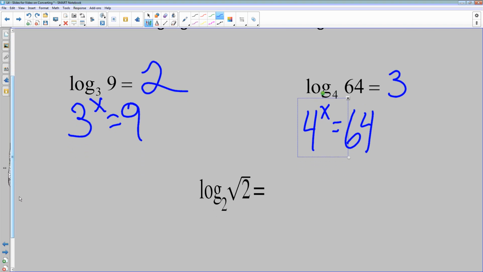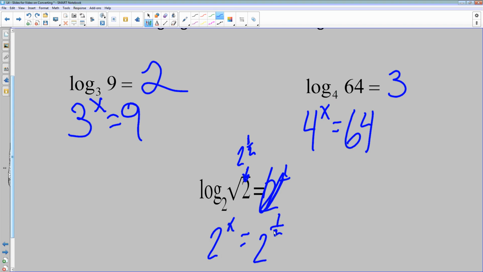The next one's kind of fun, well, depending on your definition of fun. Log base 2 of root 2, you need to remember that the square root of 2 is the same thing as 2 to the 1/2. So basically this is saying 2 to what power equals 2 to the 1/2? It should be 2 to the 1/2 power. So 1/2 is your answer there.